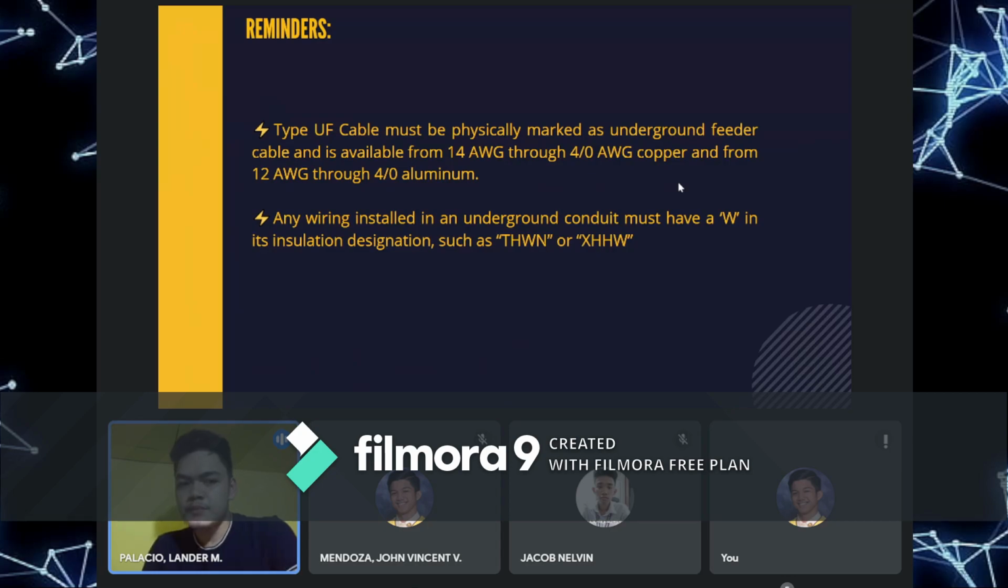Next. Okay, so meron po tayo dito mga reminders, no? So, take note, yung mga type UF cable must be physically marked as underground feeder cable and is available from 14 AWG through 4/0 copper and from 12 AWG through aluminum. And then yung mga wire installed natin in underground conduits must have a W in its insulation designation such as THWN-R. So kapag may mga wet location, I know some of you are very familiar na sa ganitong mga units. So kailangan may W, no? W. Kasi they are designed for being water resistant or for wet location purposes.